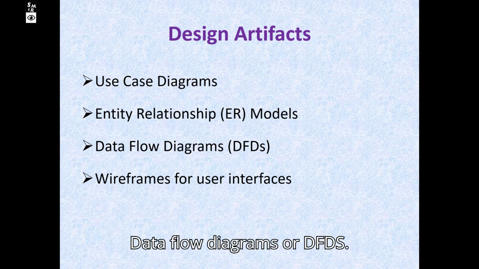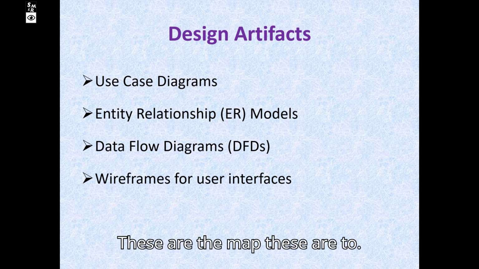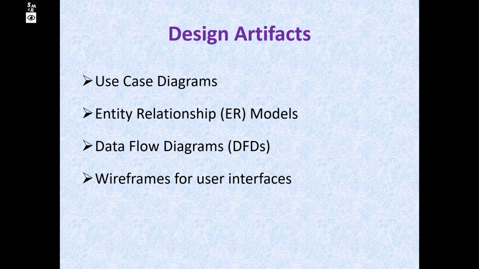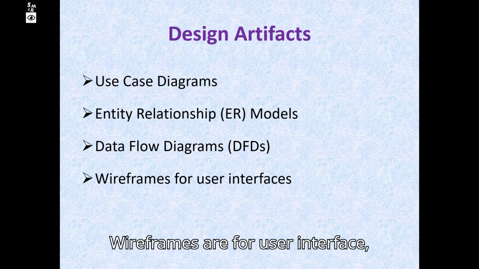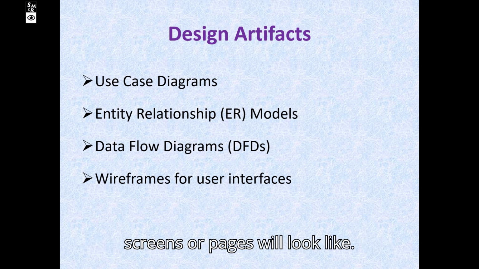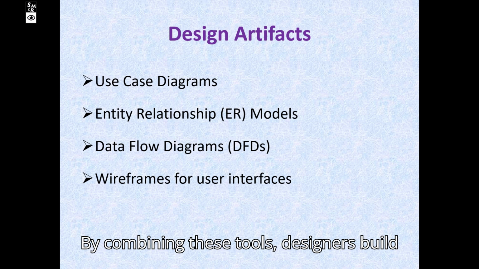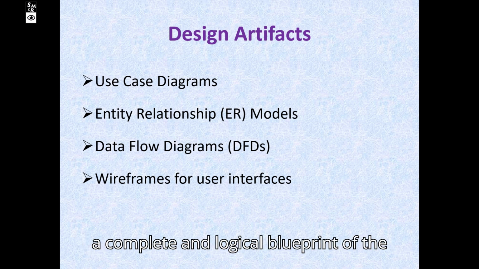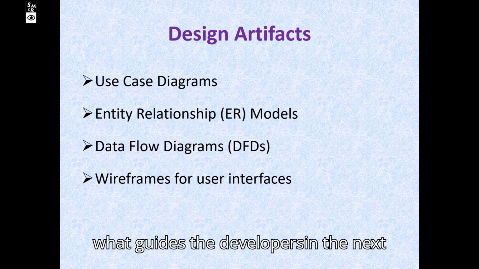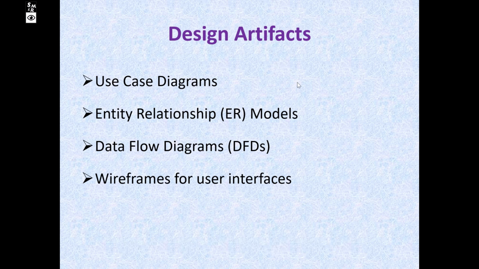Data flow diagrams or DFDs. These are used to map the flow of data between processes, inputs and outputs. Wireframes for user interface, which provide a visual layout of what the screens or pages will look like. By combining these tools, designers build a complete and logical blueprint of the system. And this blueprint is what guides the developers in the next phase, turning design into real functional code.